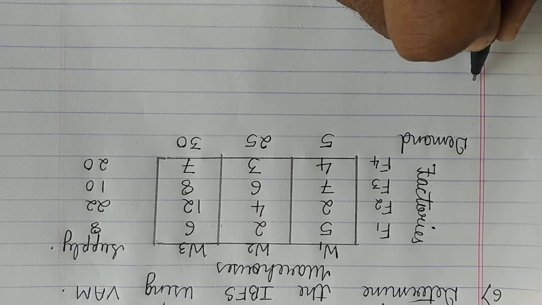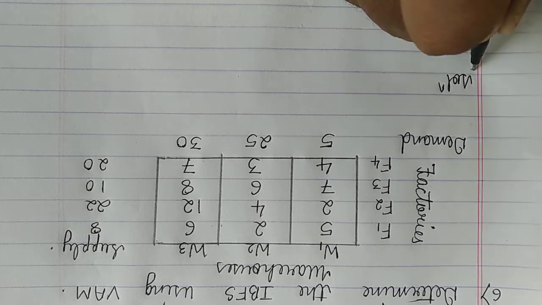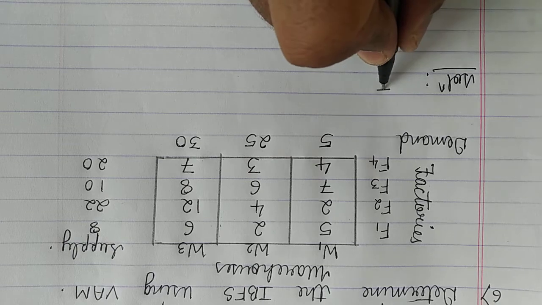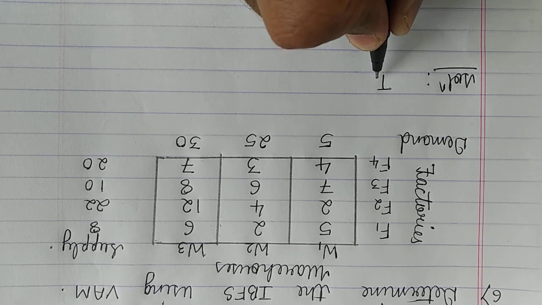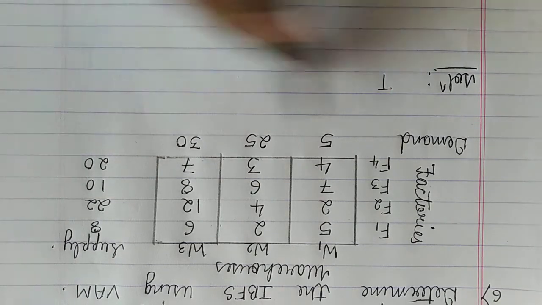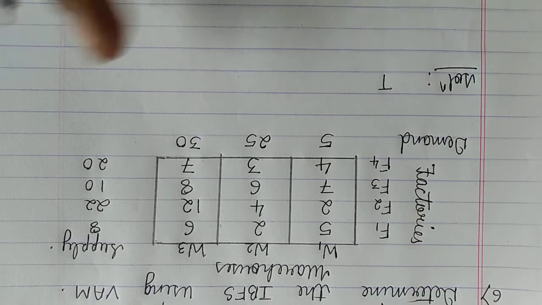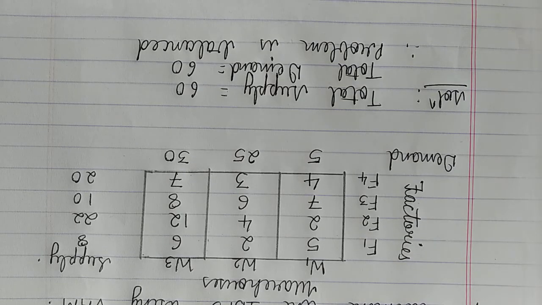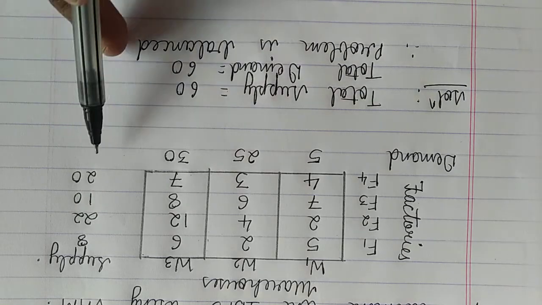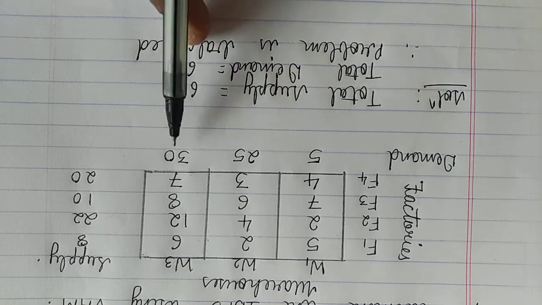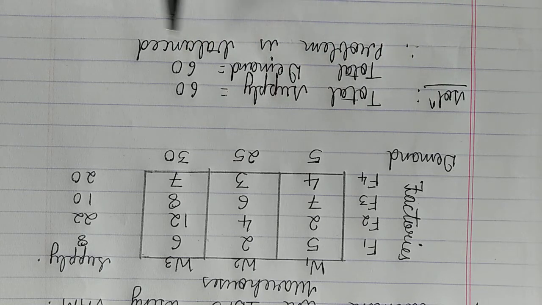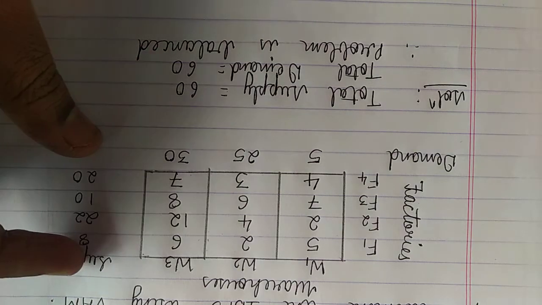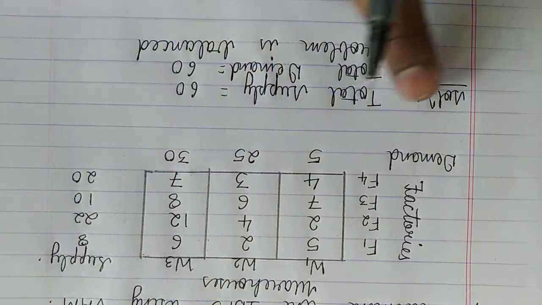Solution. To check whether the given problem is balanced or not, you have to check the total supply and total demand. If it is equal, then it is balanced. So I've written here total supply is 60, total demand is 60, therefore the problem is balanced because total supply is equal to total demand. Fine. Now let us copy this and find out row penalties and column penalties.